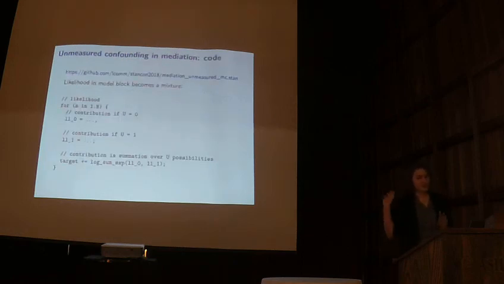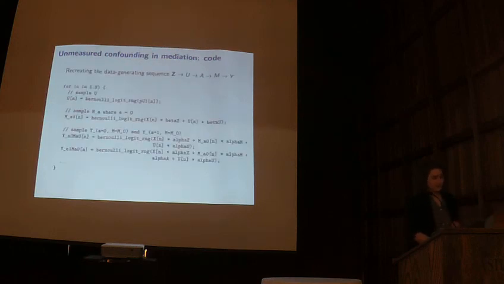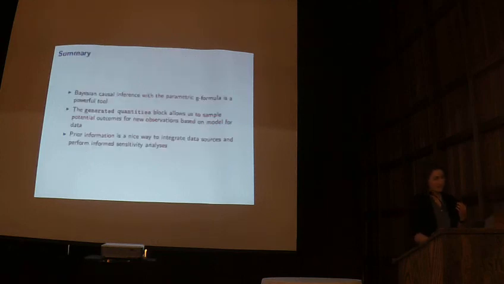So the code, like I said, is available. But the big thing here is that the likelihood is just a mixture of two things: what it would be if U were 0, and what it would be if U were 1. And of course, these probabilities depend on the baseline covariates. That's just a numerically stable way to do that. So this is the prior information, and this is how you'd go about recreating that whole data generating process.